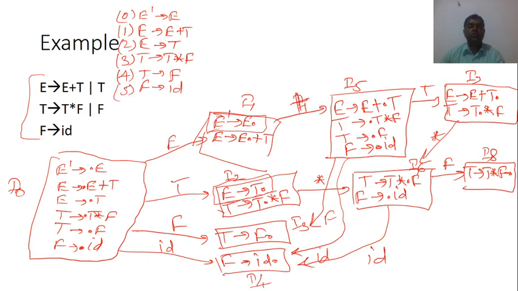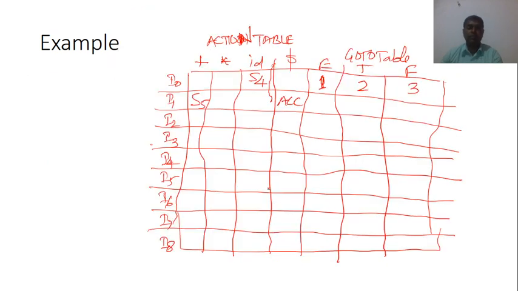What is the number of this production? It is E to T, 2. So I have to enter R2. Where? In the I2 row and every column in the action table. This will be R2, this will be R2, this will be R2 and this will be R2.